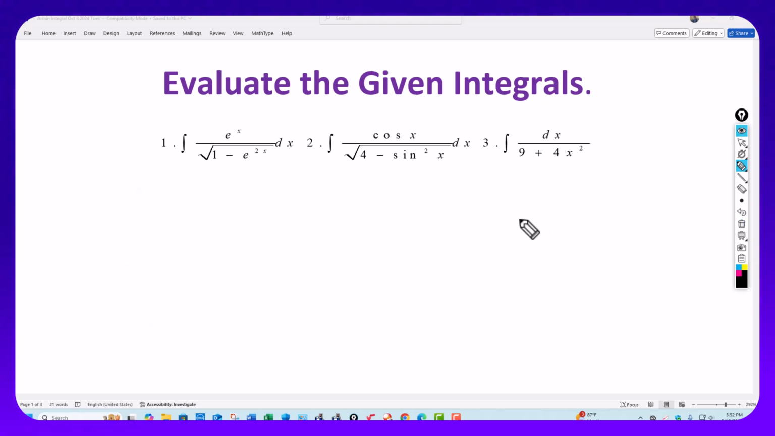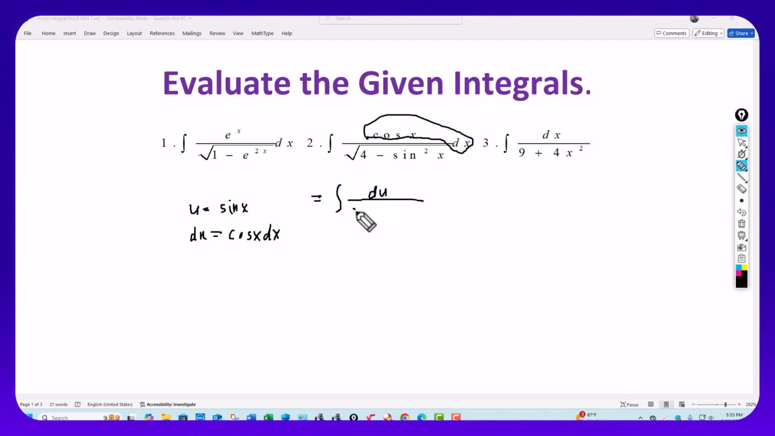And notice for the second one, it kind of looks like the first one. We have a 4 minus sine squared x. So this looks like this could be a squared right here. Notice your derivative of sine is cosine, so we need a substitution here again. So I'm going to let u equal sine of x. Then du would equal the derivative of sine, which is cosine of x dx. So notice cosine dx here can be represented by du.